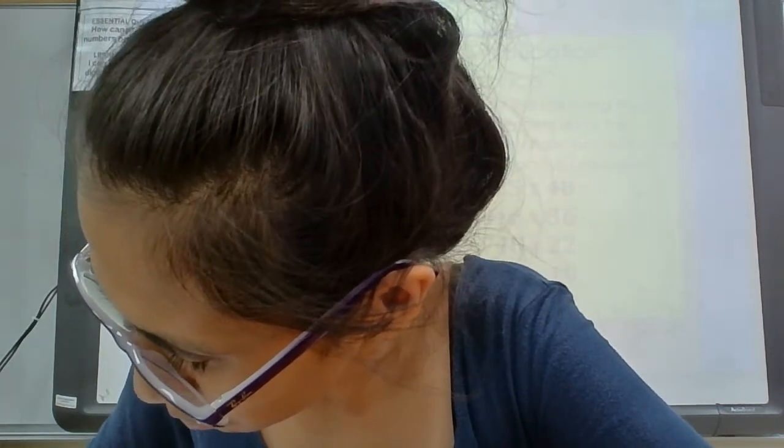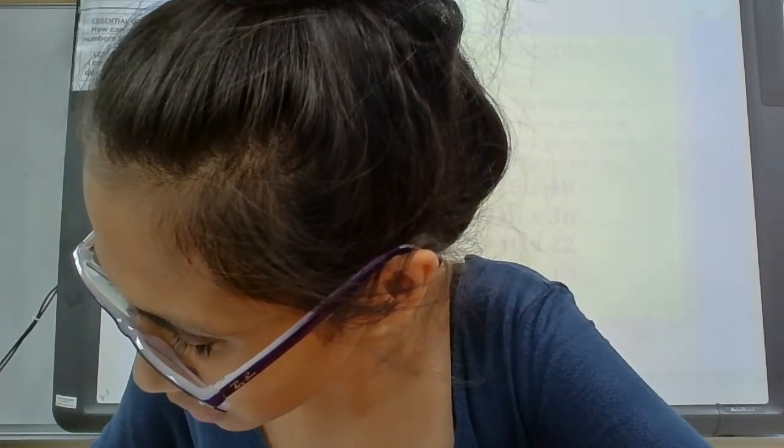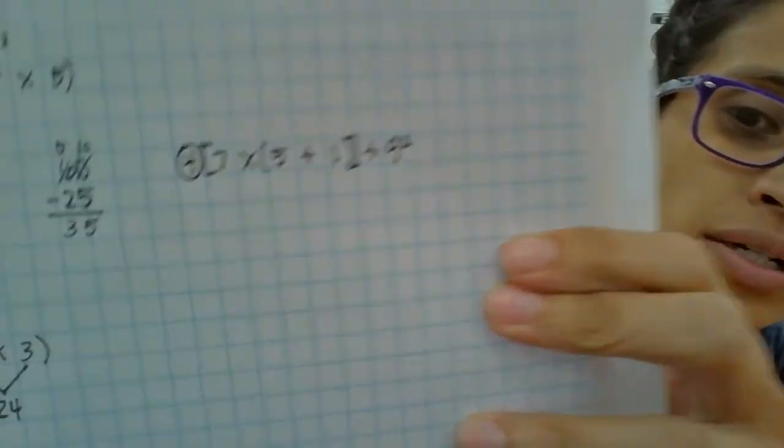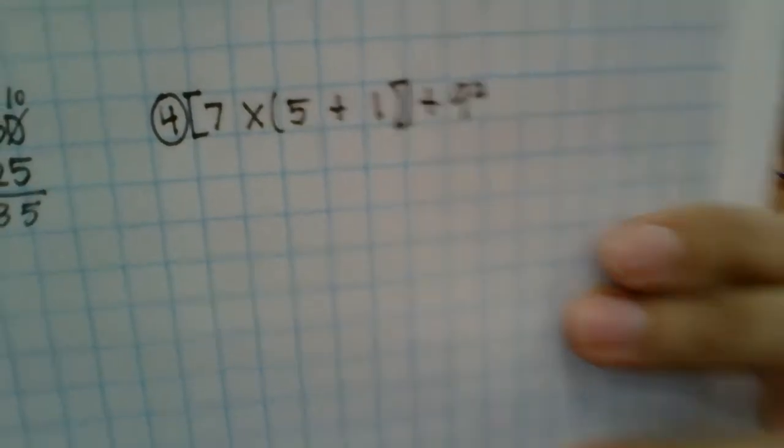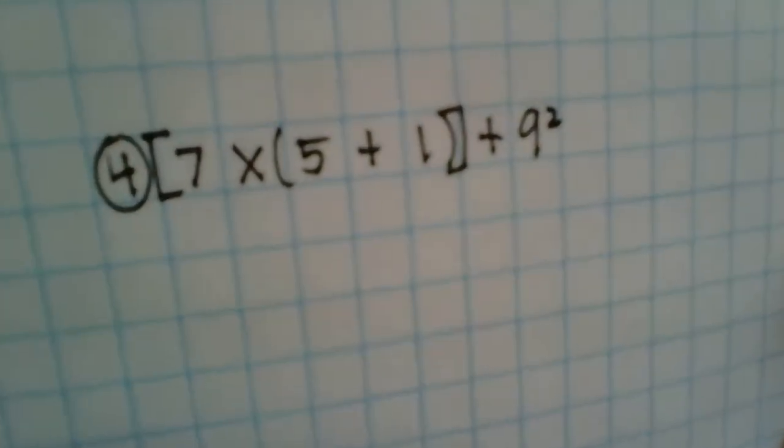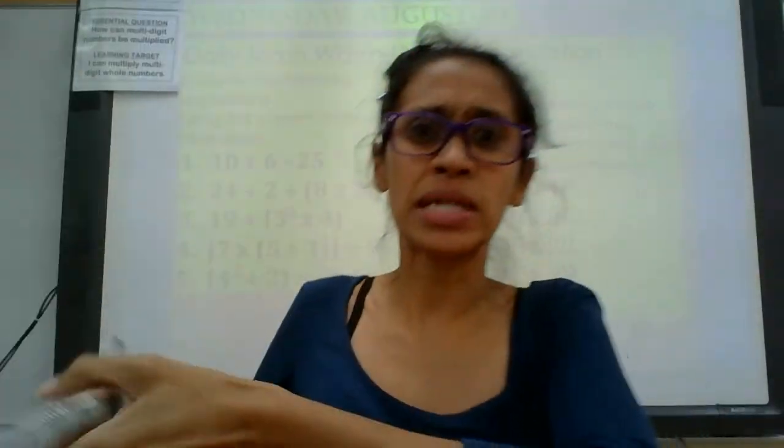Number 4, we have a bracket, 7 times parentheses 5 plus 1 parentheses, bracket, plus 9 to the second power. Is that better if I put it closer? Maybe it was too tiny earlier. All right, so what do we do?